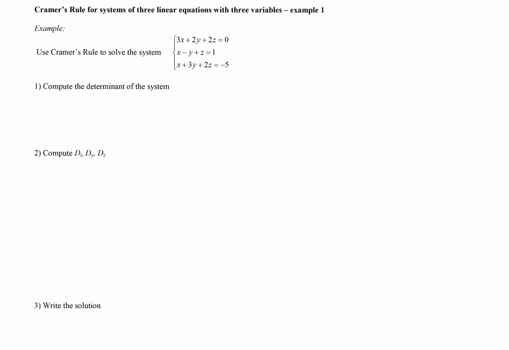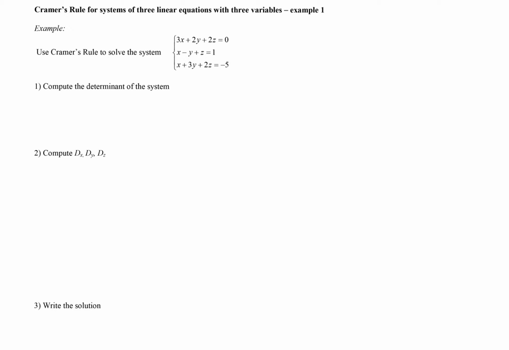In this example, we'll solve a system of three linear equations with three variables. We'll use Cramer's rule. The equations are 3x + 2y + 2z = 0, x - y + z = 1, and x + 3y + 2z = -5.